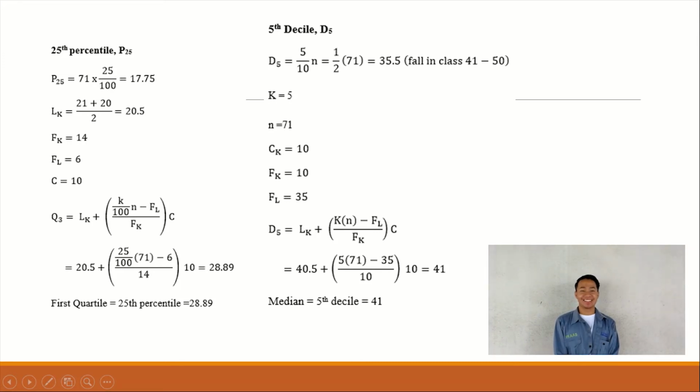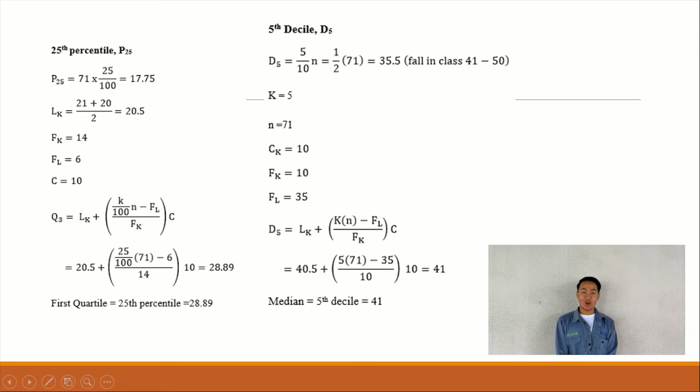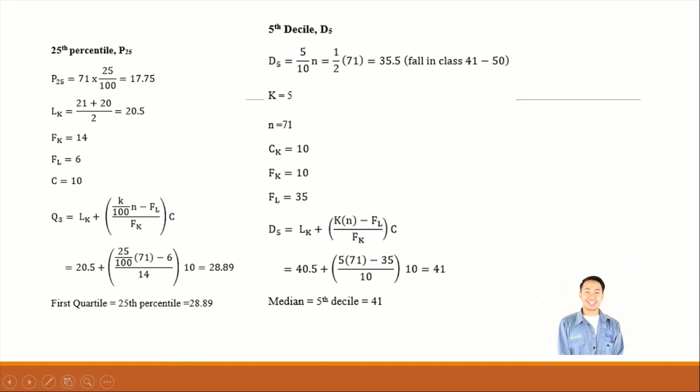Now we go to the fifth decile, D5. For D5, we just change the value of k, which is 5, and substitute into the same formula, and we get the answer 41. So it is the same as the median. So the fifth decile is equal to the median, which is 41.